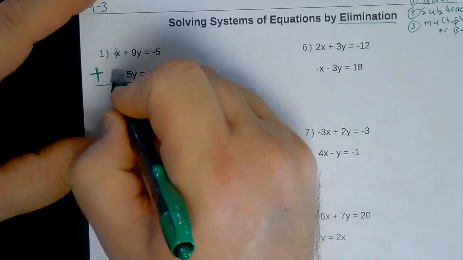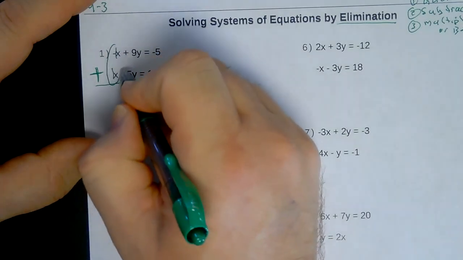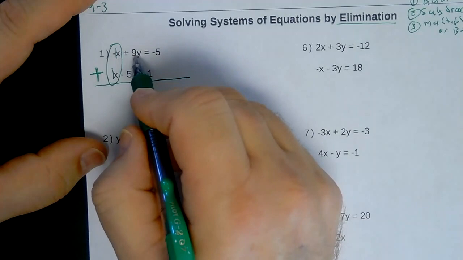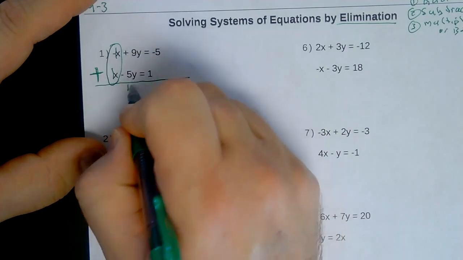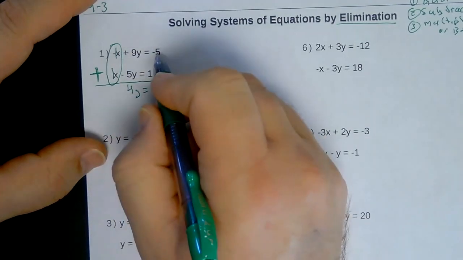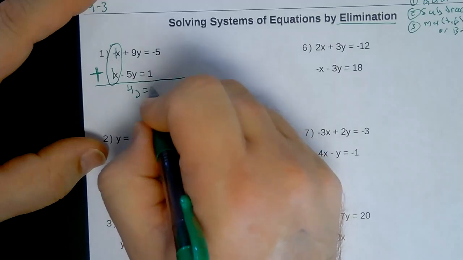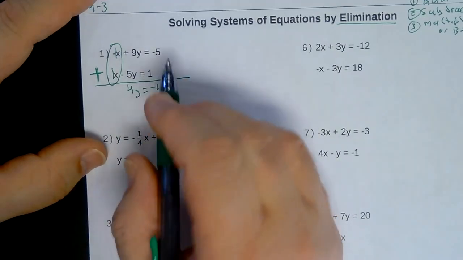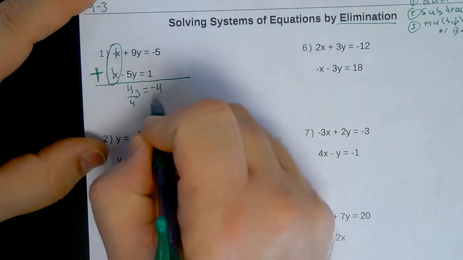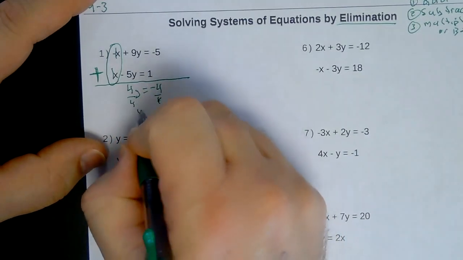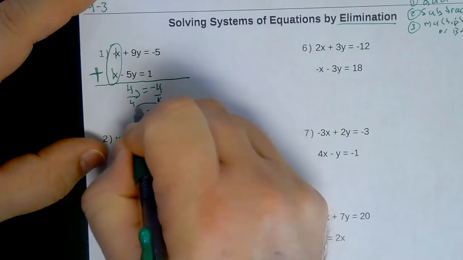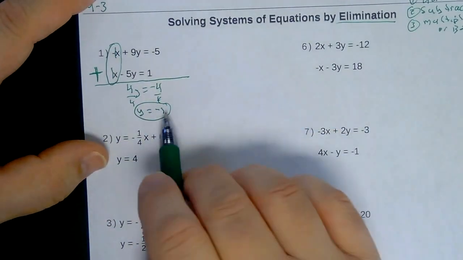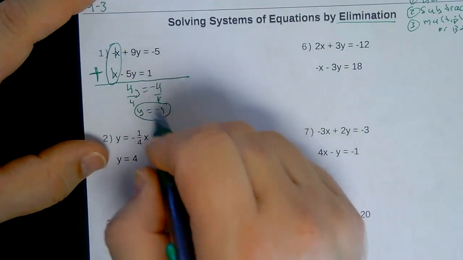So if I add -1 to +1, those eliminate. Add the y's now. 9 minus 5, that gives me 4y. And -5 plus 1 is -4. And right away, we're already down to 4y equal -4. Divide both sides by 4. And y is equal to -1. Okay, very simple. Now we're not done yet because we still have to go back and get x.